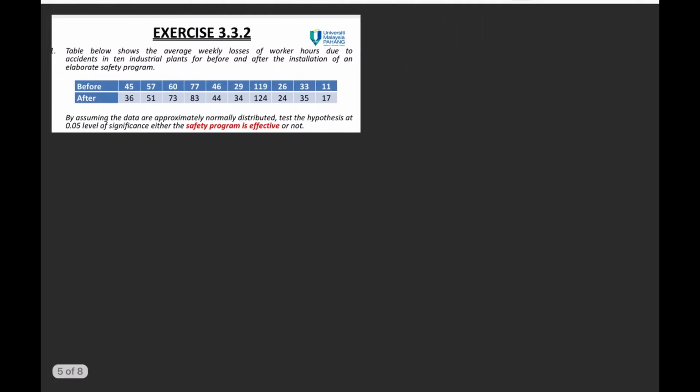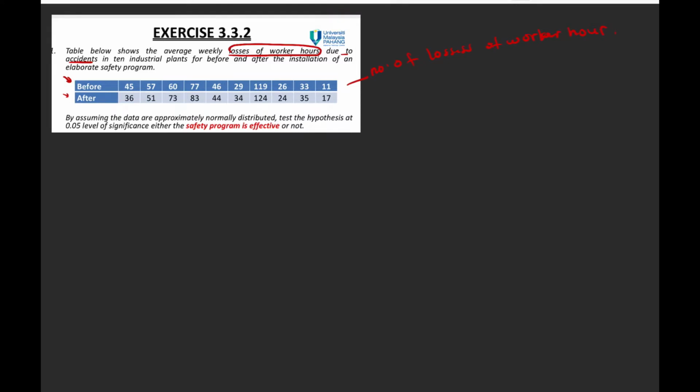So let's try to do the exercise. 3.3.2 number 1. The table below shows the average weekly losses of worker hours due to accident. Okay, this is the data of average weekly losses of worker hours in 10 industrial plants for before and after the installation of an elaborate safety program. So before they install the safety program, this is the number of worker hours lost, and then after they install the safety program, this is the number of lost worker hours.